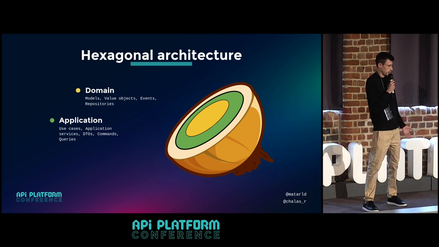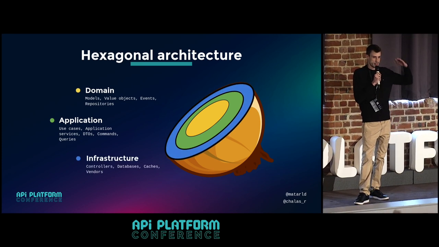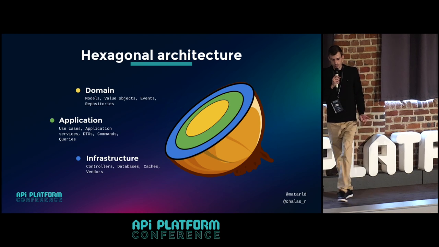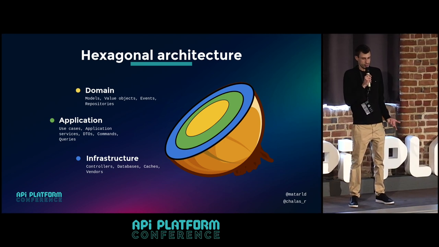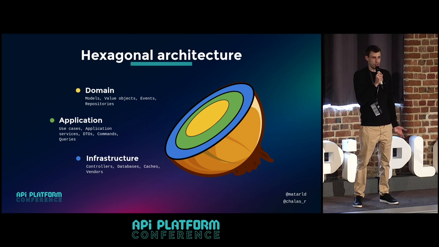The last layer is the infrastructure. It's the highest layer of the layered hexagon. This one will contain our application entry points. It is kind of the door to the outside world. And it will also contain the concrete implementations of our domain abstractions, our domain services.